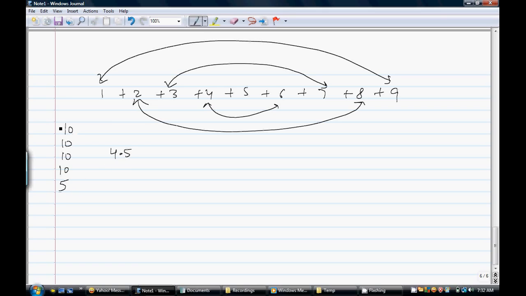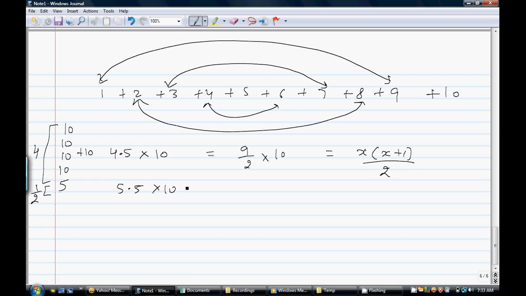So we have 4 times 10 and half times 10, so 4.5 into 10, or that is 9 by 2 into 10. So that is equivalent to x into x plus 1 divided by 2. Now if I add 10 to this series, I will have one more 10 plus 10, so that will be 5.5 into 10, that will be 55.